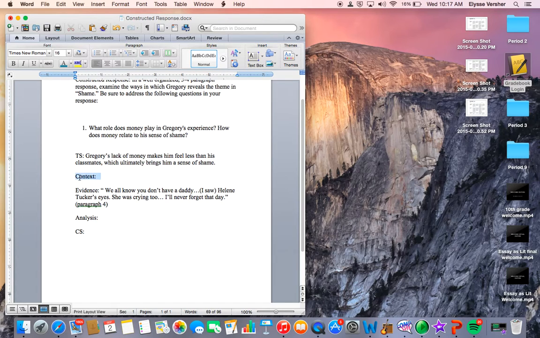Whenever I begin composing the context, I always go back to my topic sentence so that I can keep a connection in mind. So let's read our topic sentence again. Gregory's lack of money makes him feel less than his classmates, which ultimately brings him a sense of shame.